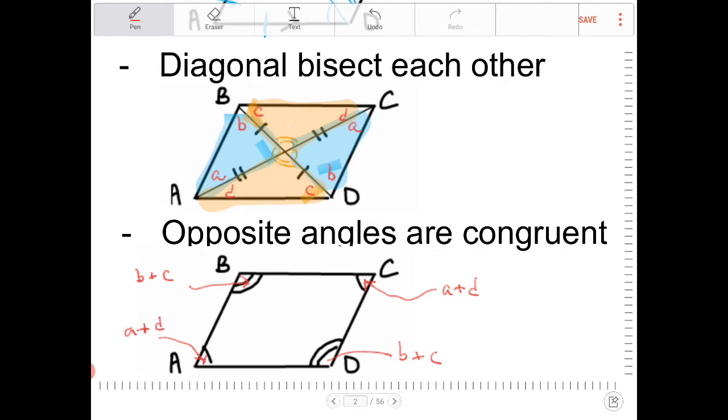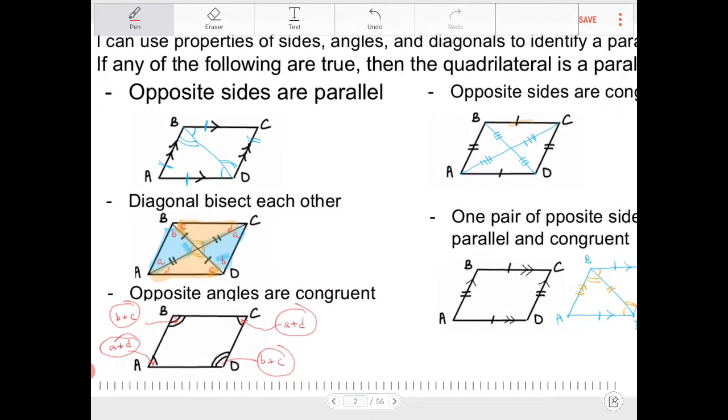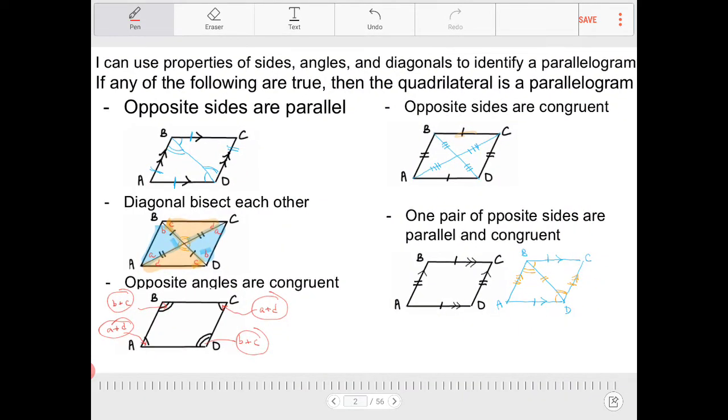Can you recognize that opposite angles indeed are going to be the same? I have b plus c. What's the opposite of this? Also b plus c. I have over here a plus d. What's opposite of that? Oh yeah, it's also a plus d. So yes, opposite angles are congruent in a parallelogram.